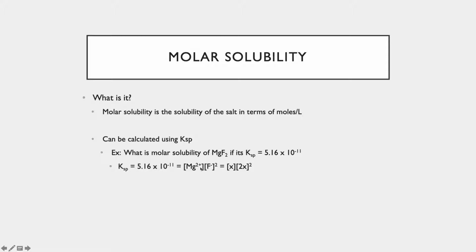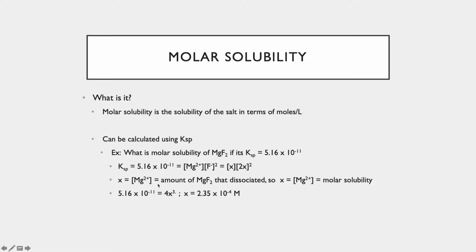And then notice for KSP, if there's that 2 there, we are still squaring it also. So it is going to be X times the quantity 2X all squared. And then if we want to solve for our X, we can go ahead and do that. In this case, 5.16 times 10 to the minus 11 should be equal to, if we expand all of this, 4X cubed. And now we can solve for our X value and find an actual molar solubility. Again, units here are going to be in molarity when we solve it this way.